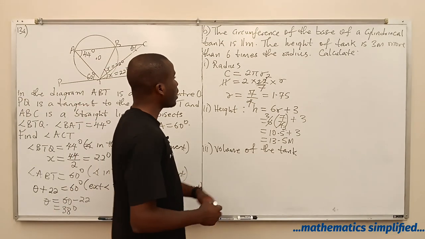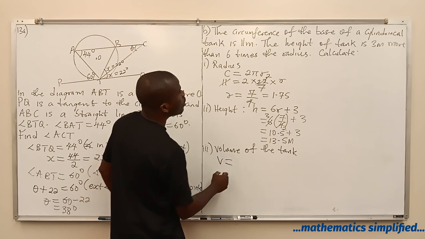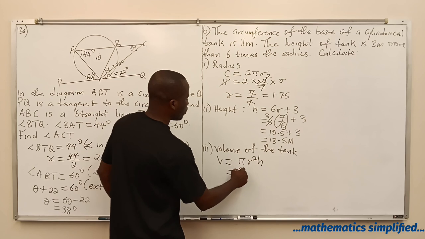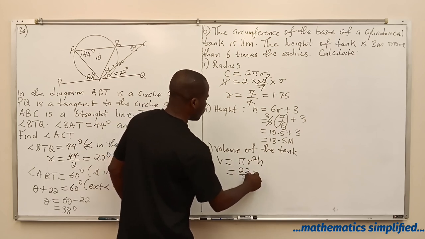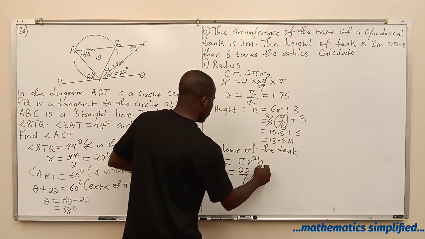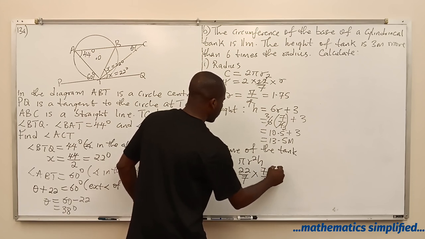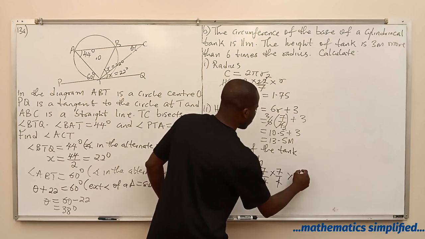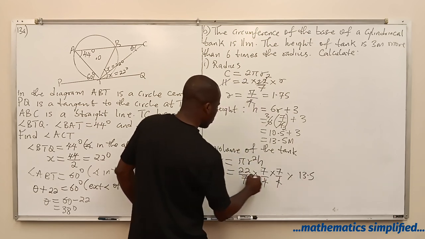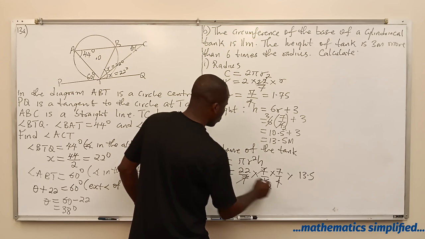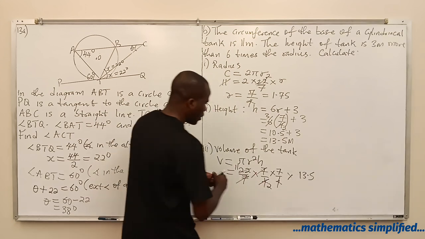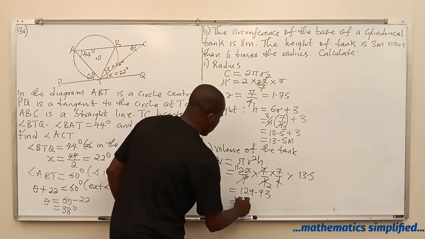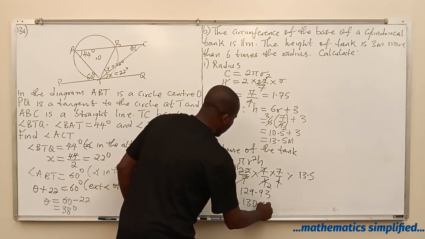Finally, the volume of the tank. Volume of a cylindrical tank is pi r squared h. Pi is 22 over 7. Radius is 7 over 4 times 7 over 4. And height is 13.5. 7 can cancel 7. 2 here is 2. 2 here is 11. So if we multiply this, we'll get 129.93. So approximately 130 meters cubed.